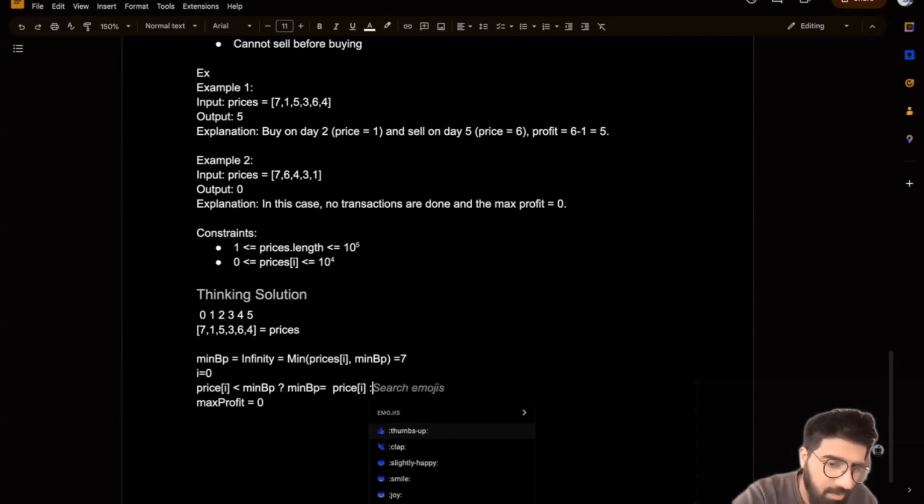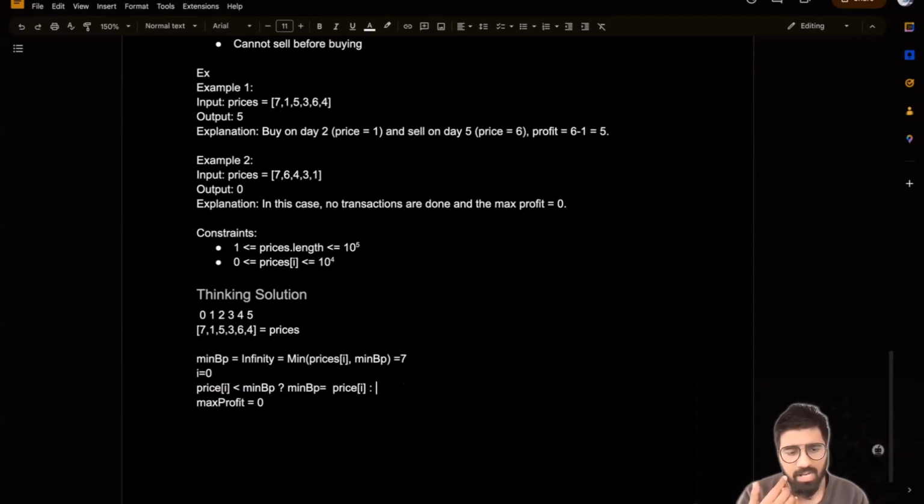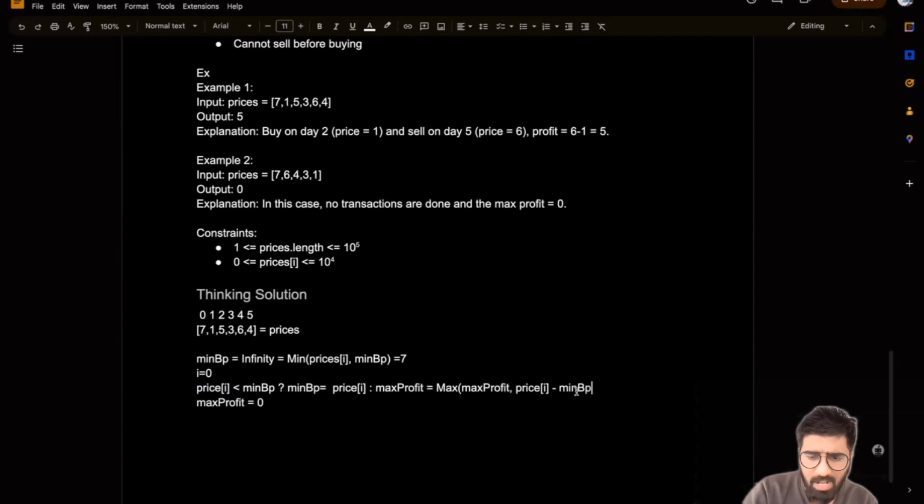But if my price is more than the minimum buy price, then why not think that this price is a price to sell? So I can subtract my minimum buy price from the price that I'm hitting on, and this will give me the selling price. So I can then make my max profit the max of whatever it was previously and whatever I got by my current status. And my current status can be found out by my current price and the minimum price I have so far.